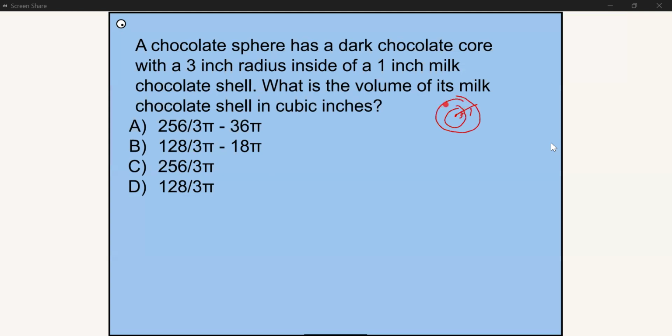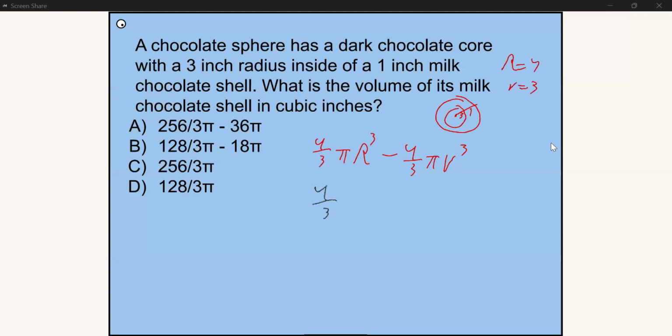So this outside is going to be big sphere minus little sphere. It's going to be 4/3 pi, let's call it big R cubed, minus 4/3 pi little r cubed. Okay, so now we'll plug in. So the big R equals 4, because it's 3 plus 1, and little r equals 3.